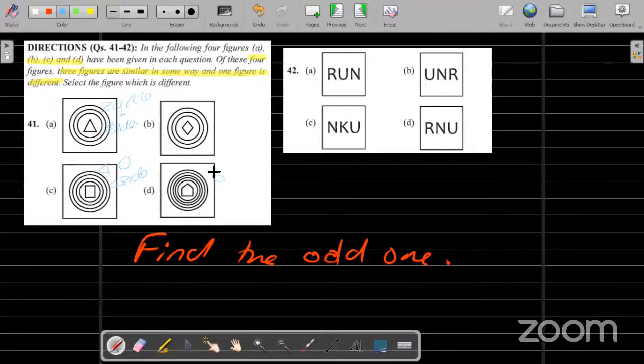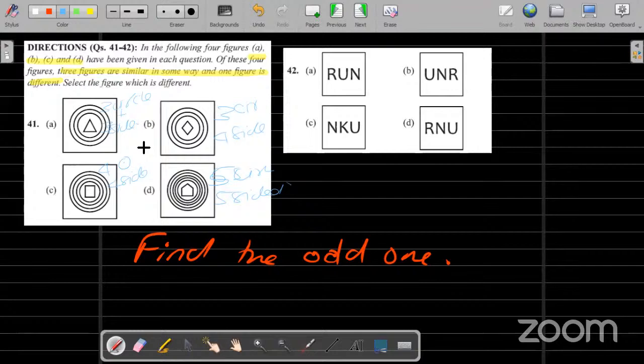2, 4, 5 circles. 5 circles and a 5-sided figure. Whereas option B gives you 3 circles and a 4-sided figure, which is not conforming to the pattern the other 3 are having. Here also, we need to find out the odd one. So identify the similarity 3 among the 4 are having.